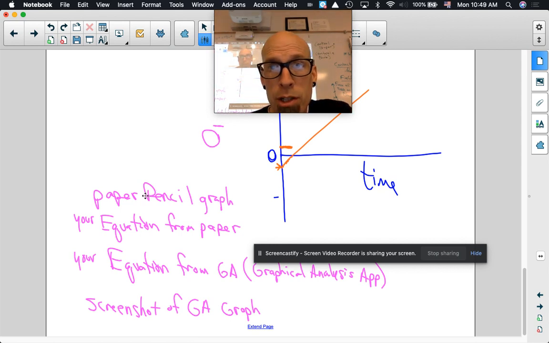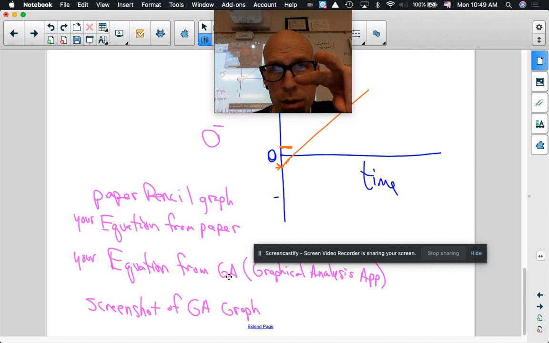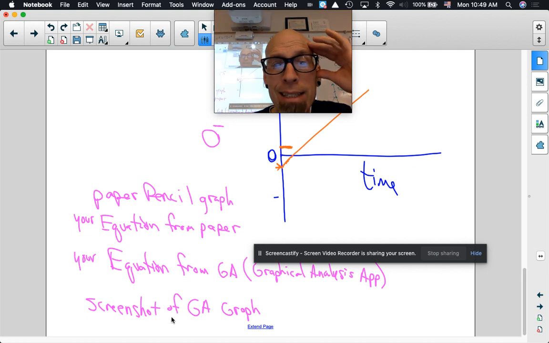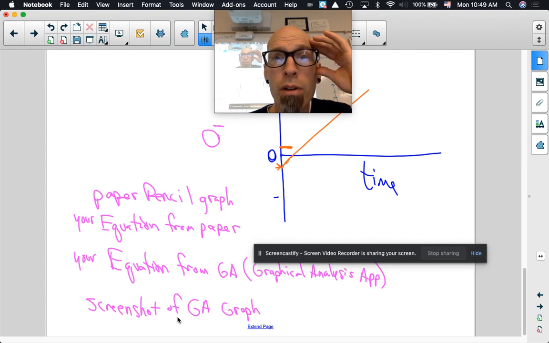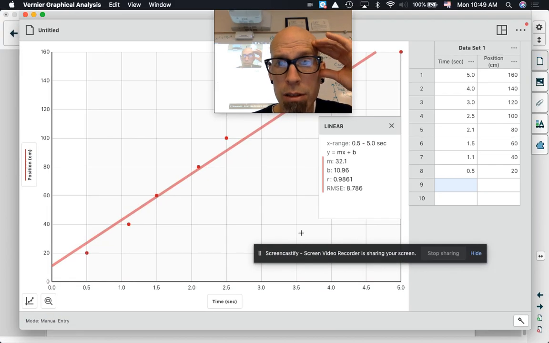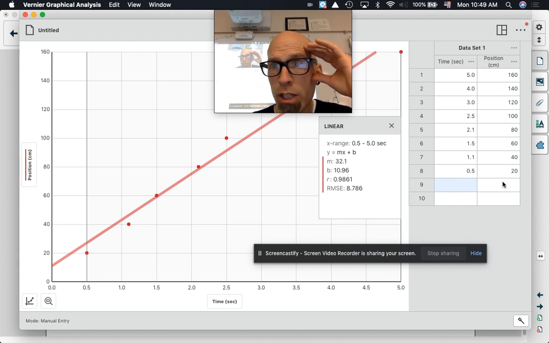I need to see a picture of your paper pencil graph that has the equation from your paper pencil graph, and the equation from graphical analysis from the app. Okay. 2 equations. So the one from the paper pencil graph and the one from graphical analysis. And then I need to see a screenshot of your graphical analysis graph. So this graph right here, a screenshot of this. I need to see a screenshot of your data.